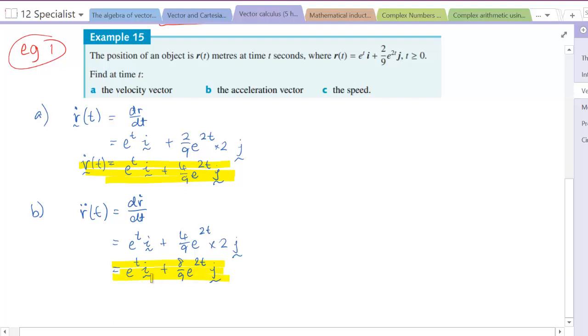Now part C, we're looking at the speed. So speed is going to be the magnitude of the velocity vector.